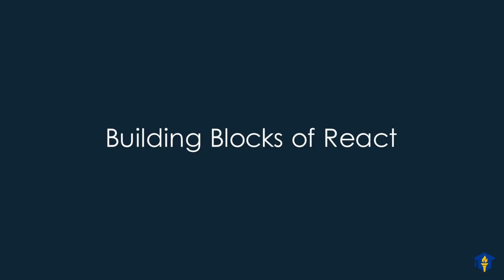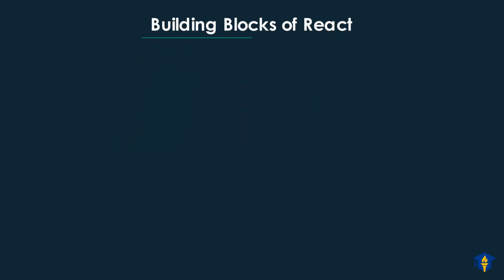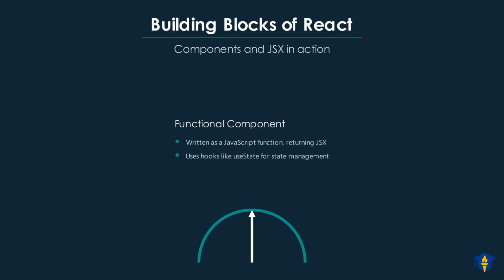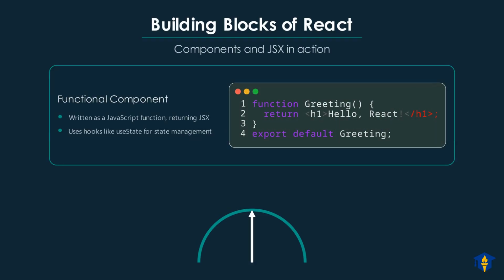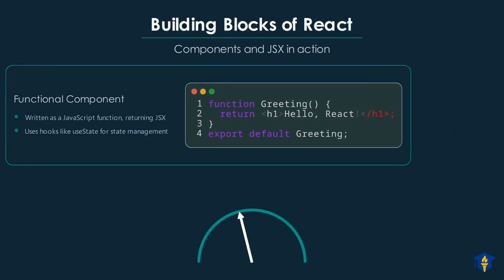Let us delve into the fundamental building blocks of React. Focusing on components and JSX, we will see these concepts in action, with practical examples making your understanding clearer. A functional component is written as a standard JavaScript function that returns JSX. These components often use hooks, such as useState, for managing state within the component. Here is an example of a simple functional component named Greeting, which displays Hello React.